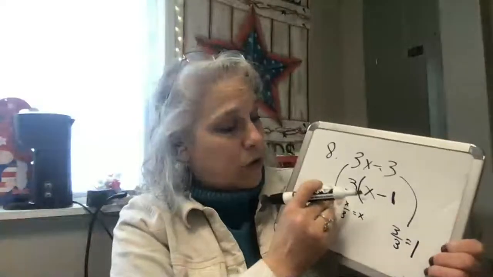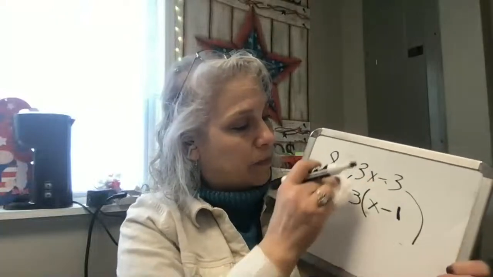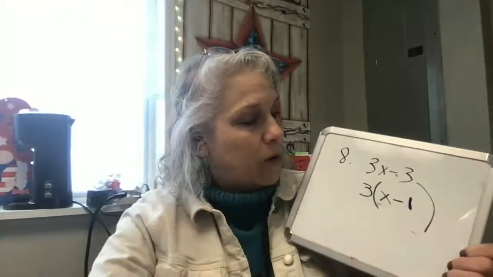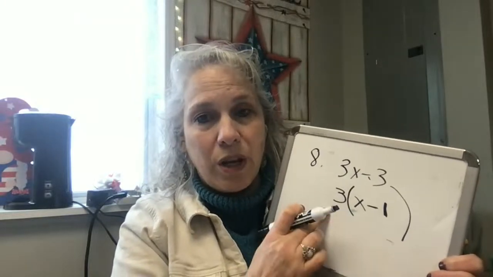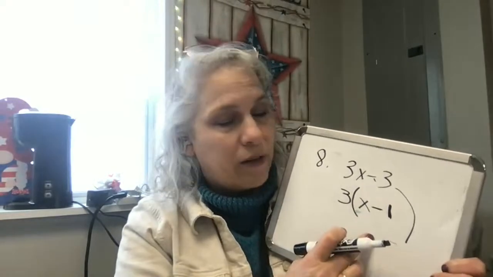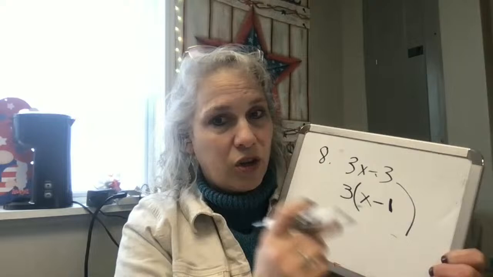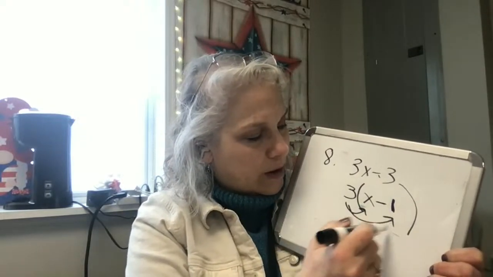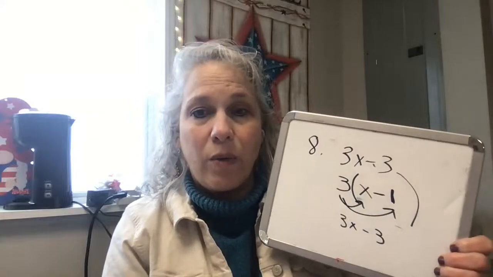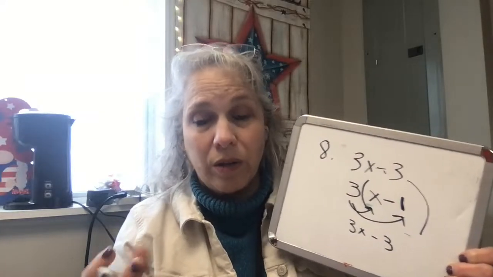Now, when you get the two factors, like 3 is a factor and x minus 1 is a factor, you should be able to multiply those out and get what you started with, and that would be checking your work. Okay, so that's number 8.